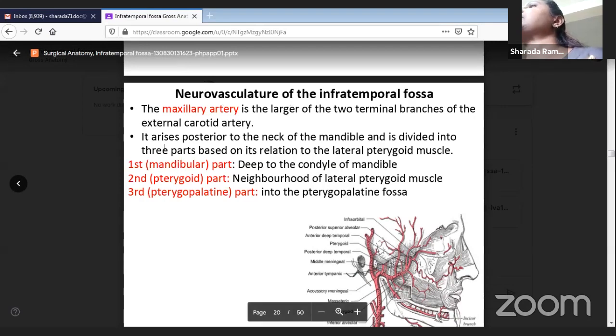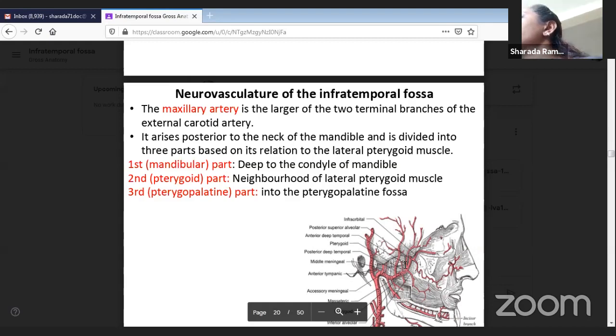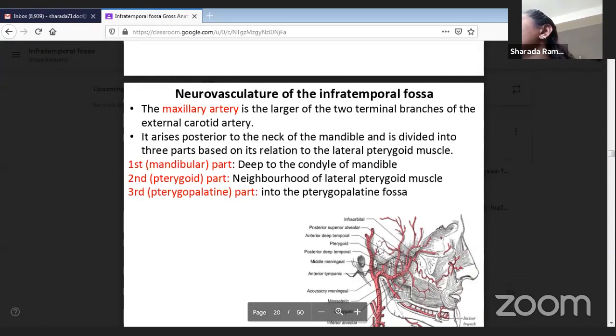Now, the maxillary artery starts from the lateral side. It is the terminal branch of the external carotid artery, and it will proceed medially. As it proceeds medially from the ear, from the lateral side, it goes in between the two heads of the lateral pterygoid and goes to the sphenopalatine or pterygopalatine foramen. That is its destination, so you can see that it is entering into the foramen.